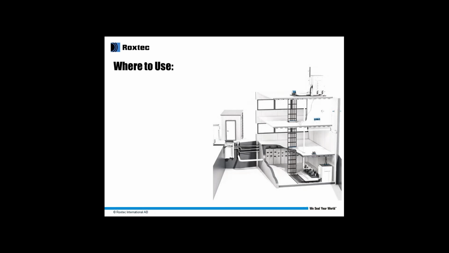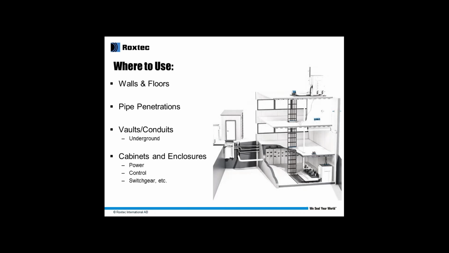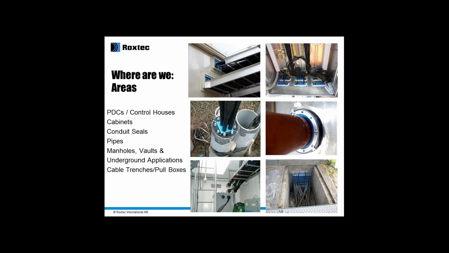So where can Rockstack be used? Well, walls and floors, pipe penetrations, vaults and conduits, and cabinets and enclosures. These are going to be your four main application areas. So where are we? Well, we can be found on everything from control houses to pull boxes, any of your underground applications, pipes, conduit seals. So anywhere you can see a pipe or cable, you're probably going to be able to find us.